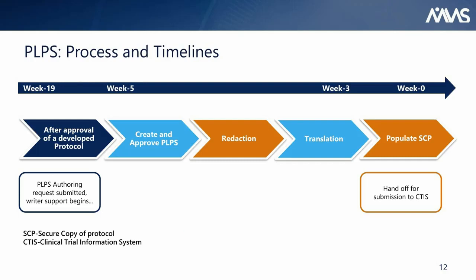Let's go through the process of development of PLPS and timelines which are applicable. PLPS will be developed after the approval of the protocol. Once the PLPS is approved, it will be sent for redaction. The redacted copy of the PLPS will be sent for translation into a local language. After translation, a secured copy of the protocol will be populated and then will be handed over to the CTIS for submission. Next slide, please.